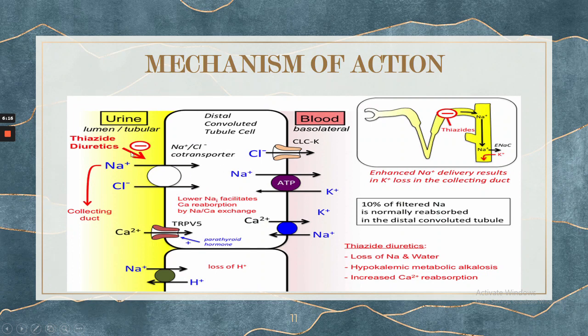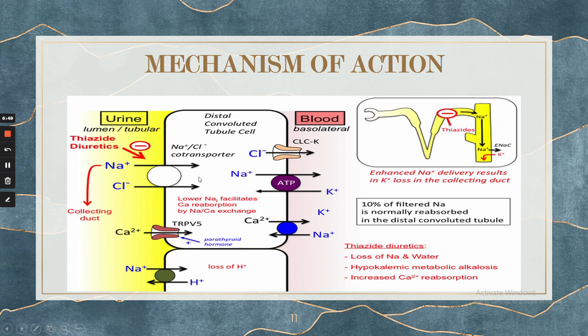What happens when we give the thiazide diuretics? So when we give thiazide diuretics, this Na+ and Cl- importer is actually blocked, as a result of which the sodium which comes inside the cell is also blocked. So the sodium reabsorption which was occurring at this level of the DCT is totally blocked. The sodium which was reabsorbed in the normal physiology is about 5 to 8%.